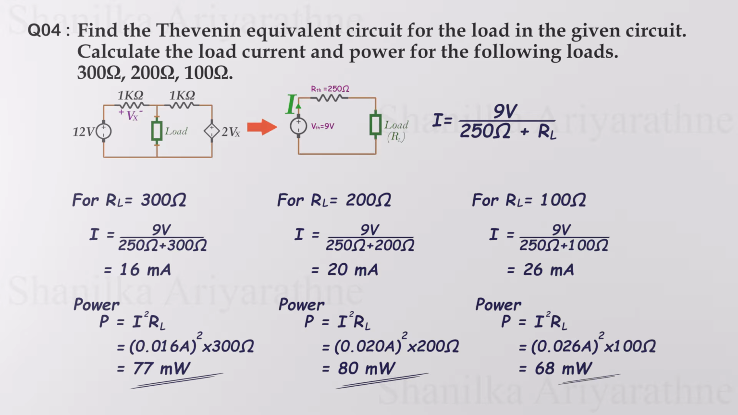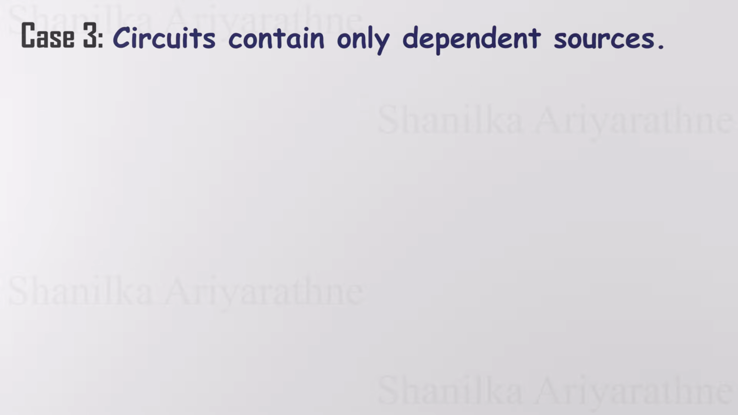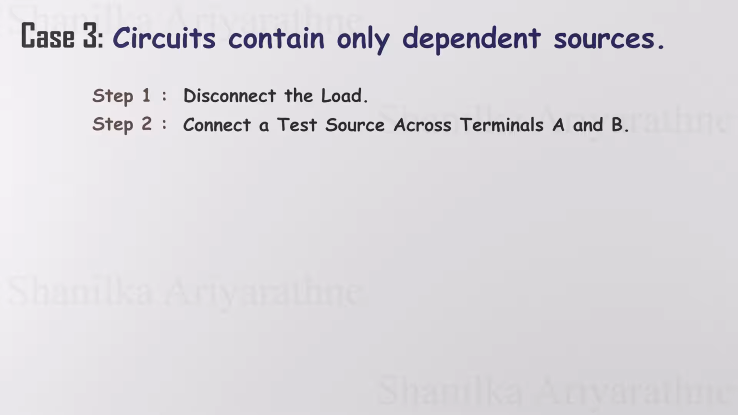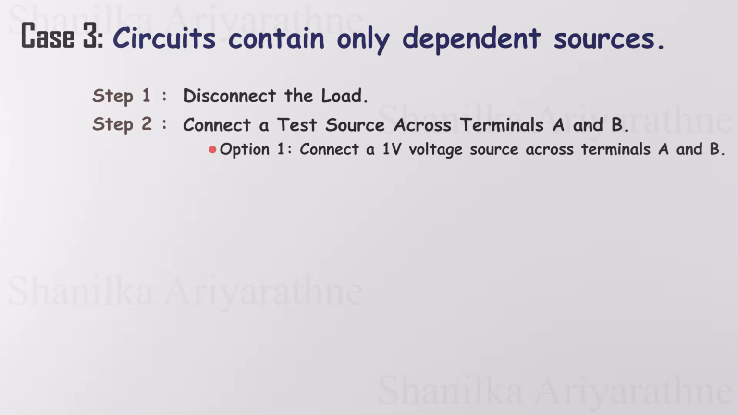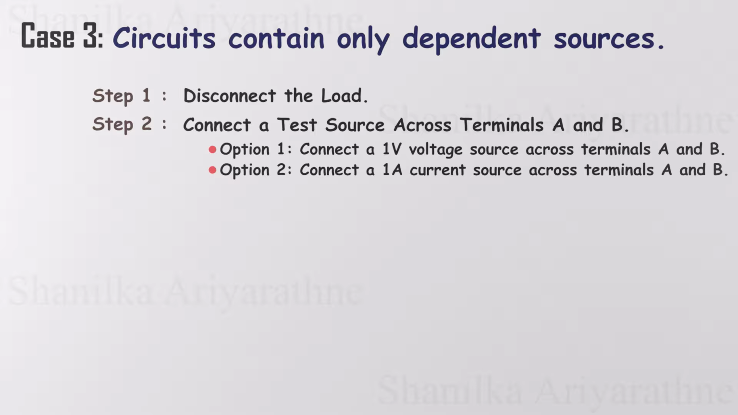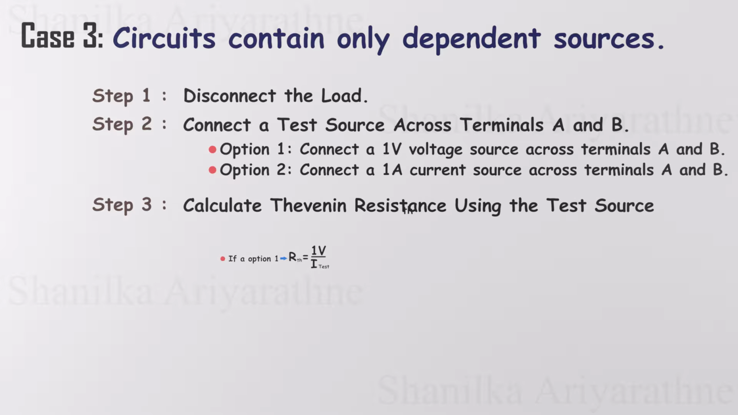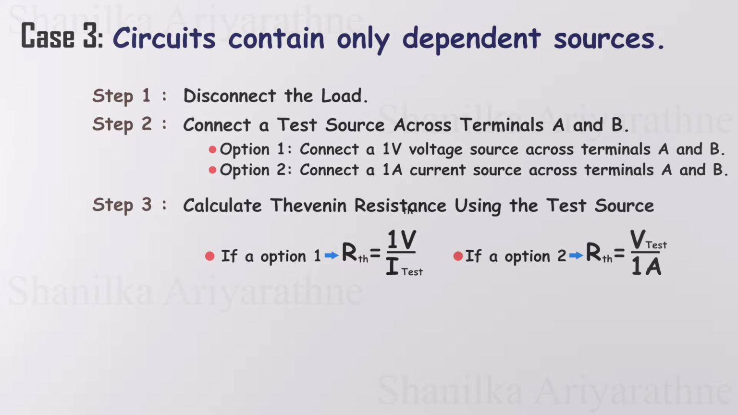Our third and final case involves circuits that only contain dependent sources. To solve these problems using Thevenin's theorem, follow these steps. Disconnect the load at terminals A and B. Connect a test source across terminals A and B, either a 1-volt voltage source or a 1-amp current source. If a 1-volt voltage source is connected, calculate the current supplied by the source, then find the Thevenin resistance by using the test current. If a 1-amp current source is connected, calculate the voltage developed across the source, and then determine the Thevenin resistance from the test voltage.